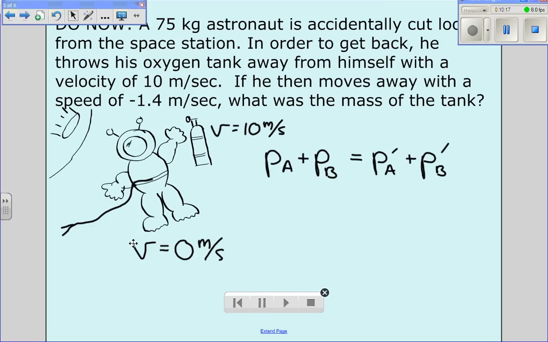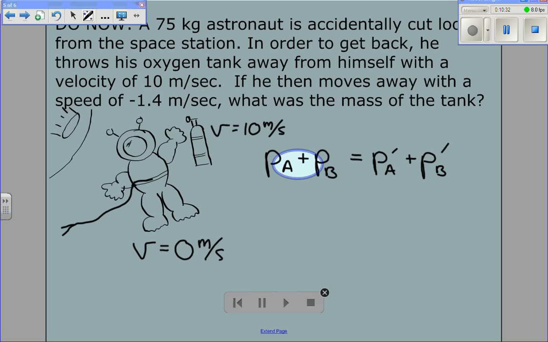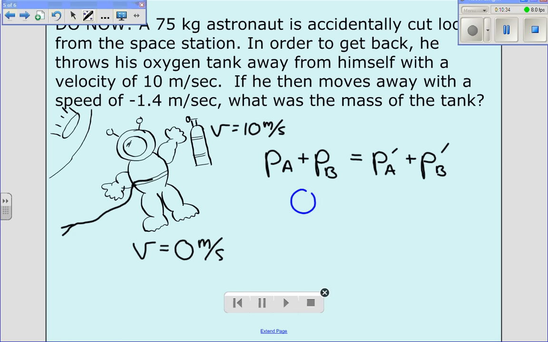So since nothing is moving at the beginning, we know that the total momentum before the collision has to be equal to 0. So PA plus PB at the beginning, right here, in this situation the velocity is 0 for both of those. So we know that the total momentum here is 0. Excellent.